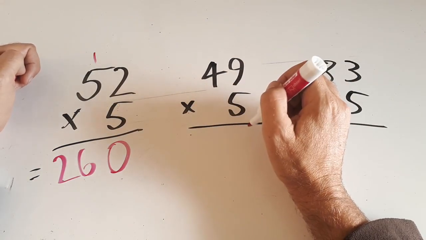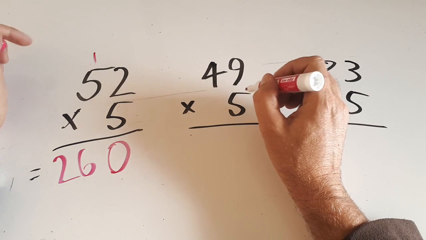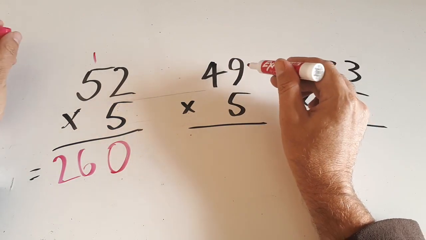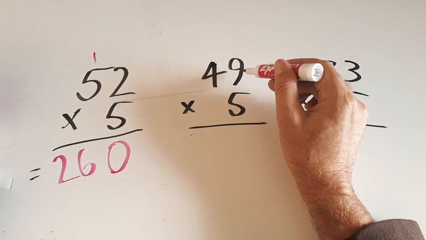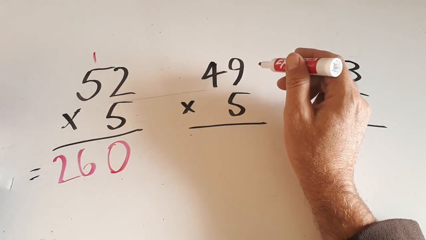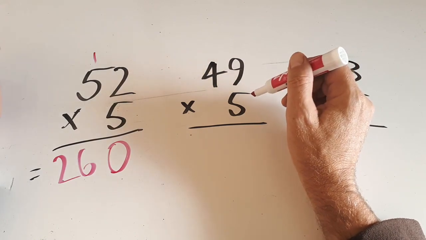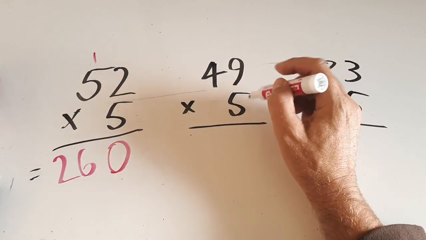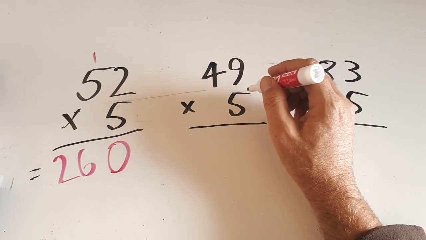49 times 5. I'm going to take a guess here before I even figure it out. 49 is pretty close to 50. 5 times 5 is 25, so 5 times 50 would be 250. Take away 5. My answer should be something like 245. Bit of a guess. All right, let's see. We can call that an estimate.